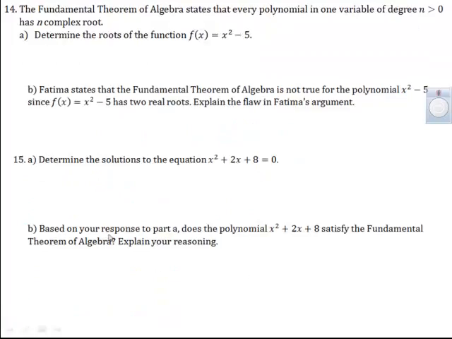Okay, so next it says the fundamental theorem of algebra states that every polynomial in one variable, given a degree that's greater than 0, has n complex roots.